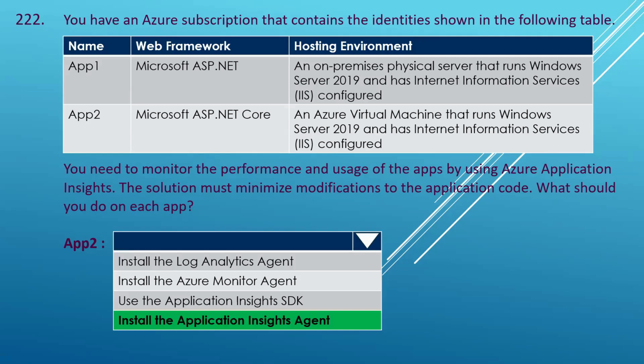Application Insight agent can be used to monitor the performance and usage of both your on-premise physical servers and your Azure virtual machine as well, which means you can install the Application Insight agents on an on-premise server which is connected to Azure, and you can also install it on an Azure virtual machine.